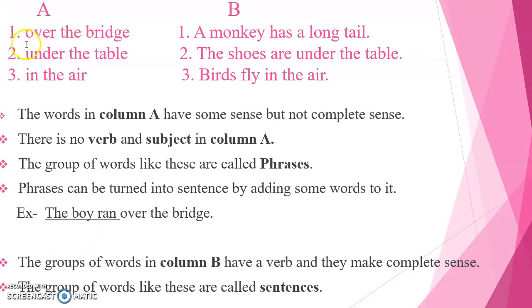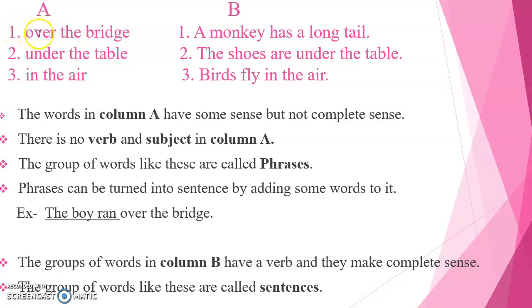Students, look very carefully on the screen. You can see two columns are given on the screen, column A and column B. What is the difference between column A and column B? Can you guess? To find the difference between column A and column B, we have to read all the groups of words very carefully. So first, we start from column A.